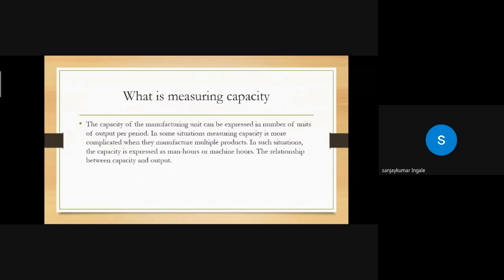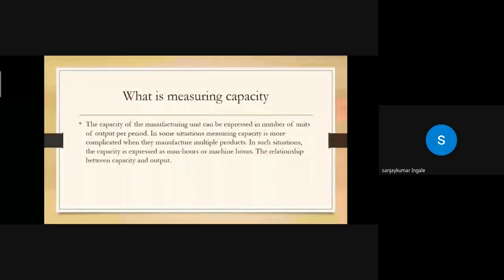And what is measuring capacity? The capacity of the manufacturing unit can be expressed in the number of units of output per period. What happens in some situations? Measuring capacity is more complicated when they manufacture multiple products. In such situations, the capacity is expressed as man hour or machine hour.